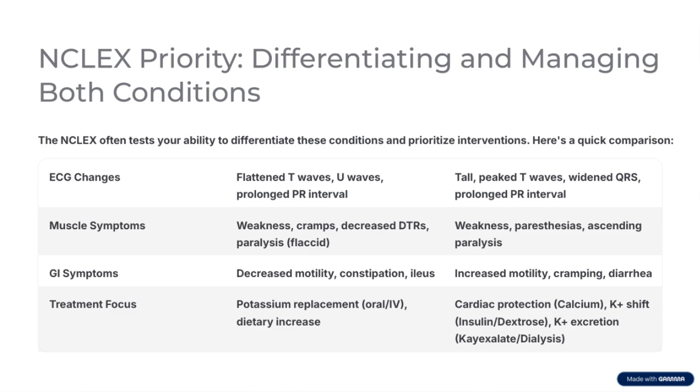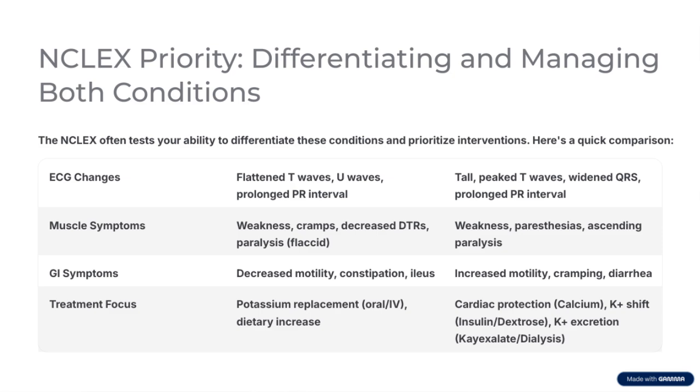When potassium levels are high, we see increased motility, cramping, and diarrhea. Conversely, with low potassium, the GI system slows down, leading to decreased motility, constipation, and even ileus. In terms of symptoms, high potassium can cause muscle weakness, paresthesias, and ascending paralysis, meaning it starts in the legs and moves upward. On the other hand, low potassium causes muscle weakness, cramps, decreased deep tendon reflexes, and flaccid paralysis.